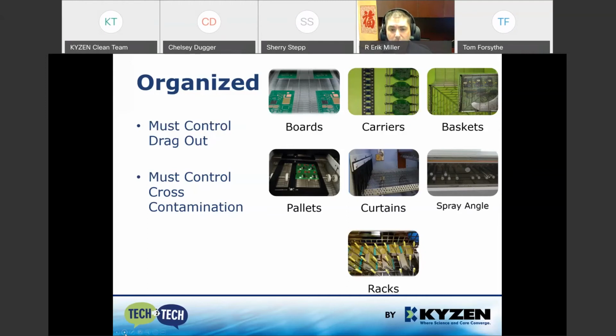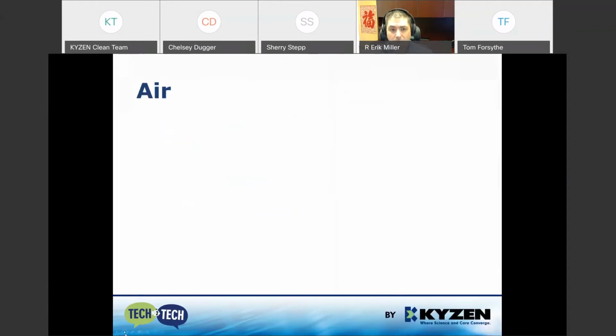Also, parts are often racked, and this is an example of some connectors. This is a good example because the connectors are facing down, not up, where they could be little cups to hold materials from process to process. This is also a good picture in the fact that the parts in the rack are not shadowing each other or covering each other up. So you're getting good coverage in the cleaning, but also good positioning so that we're not dragging out or cross-contaminating.